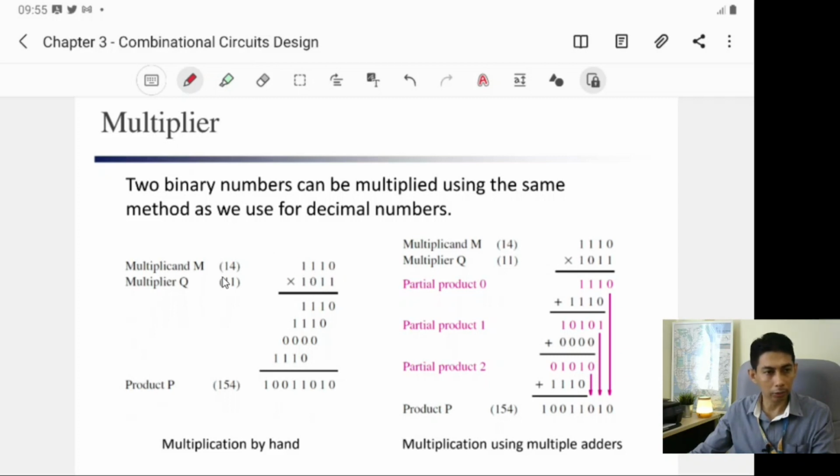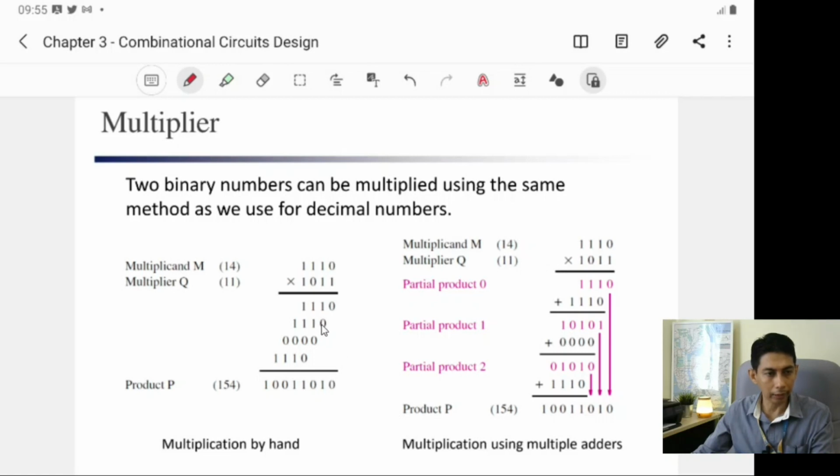Again, I repeat. When you have the numbers 14 and 11 in binary, and you multiply these two numbers, the multiplicand is multiplied with the first digit of your multiplier. So this multiplied by 1, you get this. Multiply by the second digit of the multiplier, you get this. You multiply this with the third one, which is 0, you get 0. And multiply with the last one, you get this one. And you get this. You have 0.